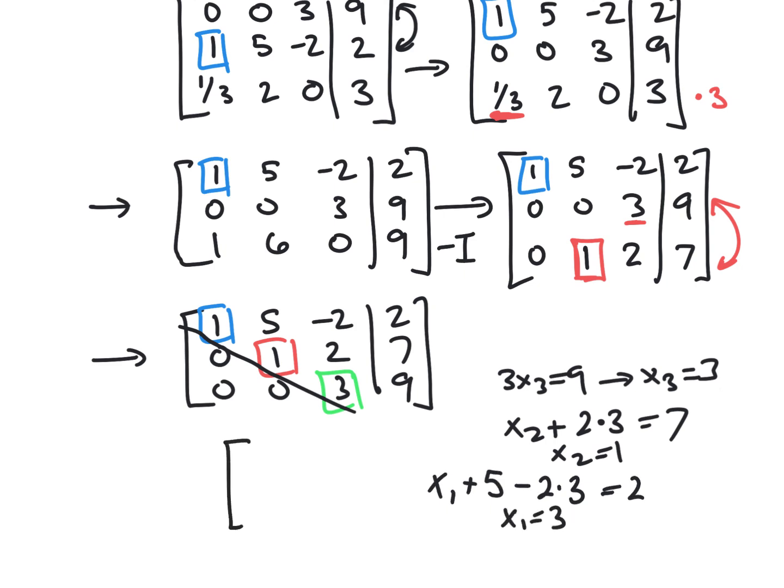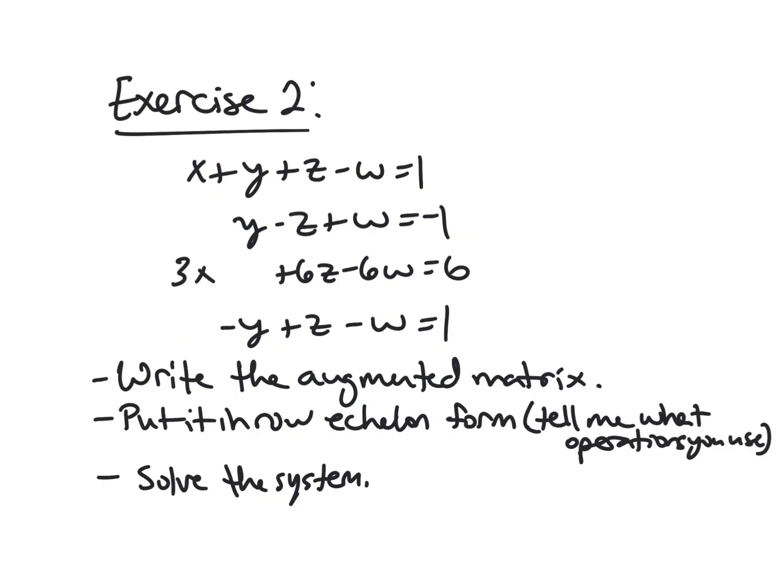And so our final solution, I'm going to write it in column vector form, is going to be 3, 1, 3. And so this is a consistent system with one unique solution.